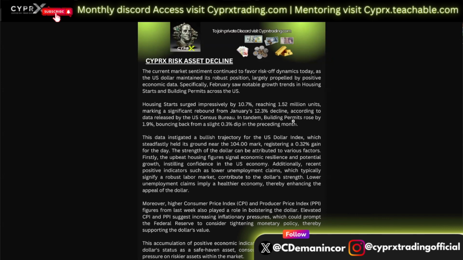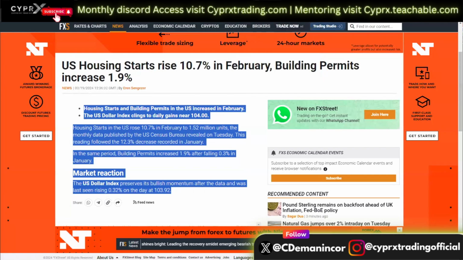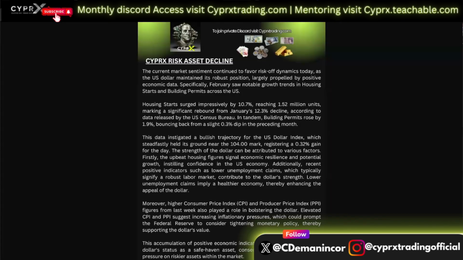In tandem, building permits also rose by 1.9%, bouncing back from a slight 0.3% dip in the preceding month. And you can go track all this information on Forex Factory. I've shown you guys that info in previous video breakdowns, right? Now, this data instigated a bullish trajectory for the US dollar index, which steadfastly held its ground near the 104.00 mark, registering a 0.32% gain for the day.